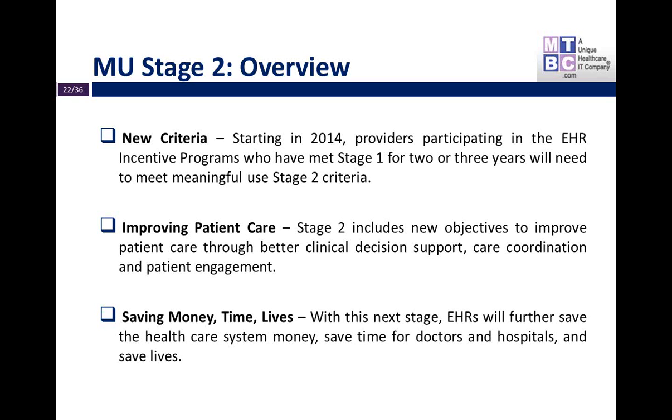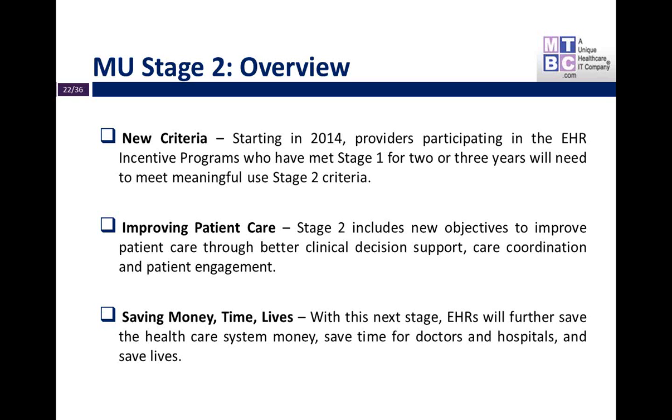Now, the stage 2 objectives are more focused to improve patient care through better clinical decision support, care coordination, and patient engagement that will result in better clinical outcomes, increased transparency and efficiency, and more robust research data on the health system. So the stage 2 requirements are actually the expansion of the basic stage 1 criteria.